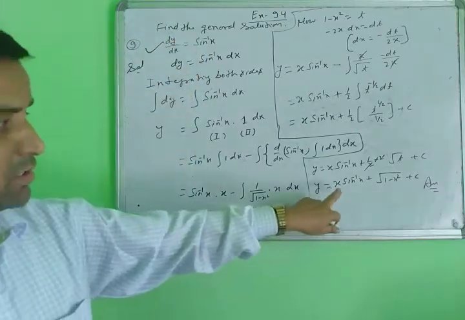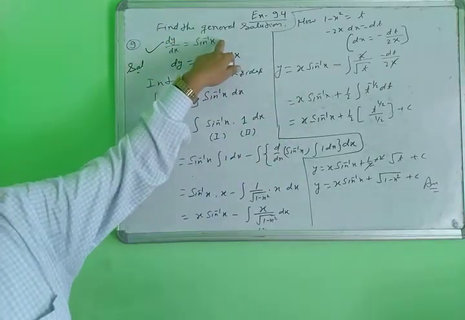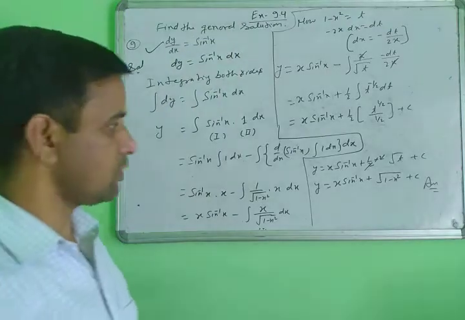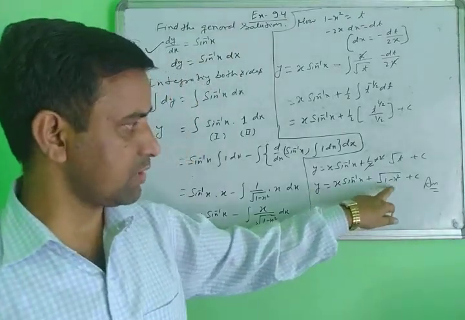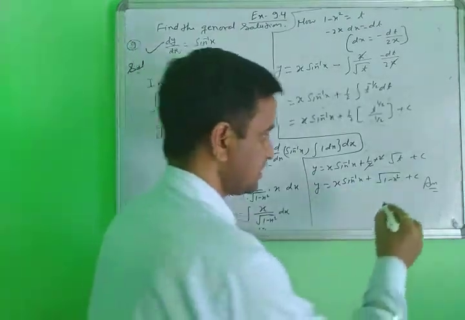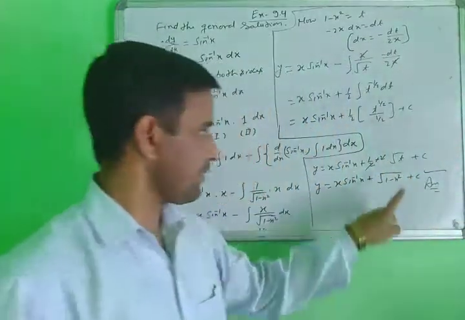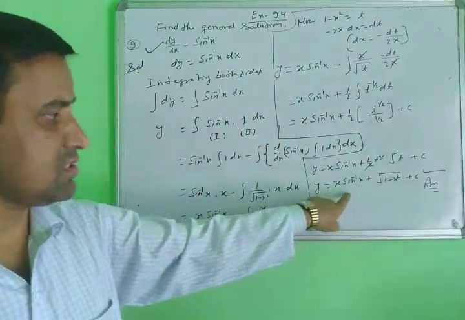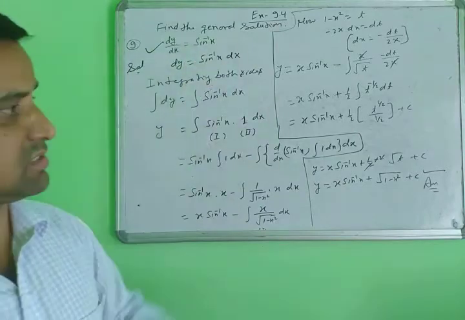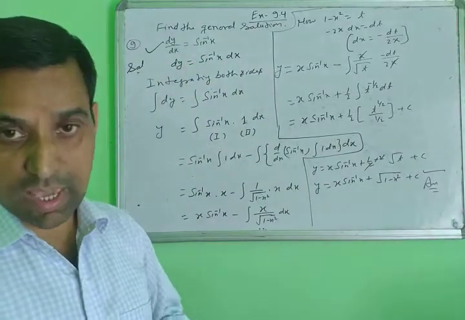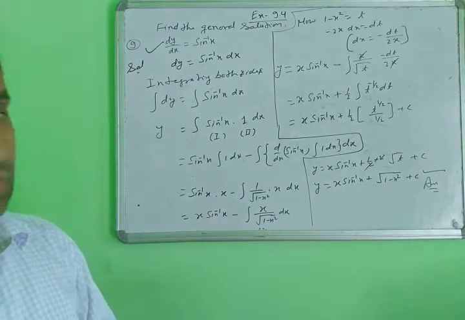So this is the general solution of the given differential equation: y equals x sin inverse x plus root 1 minus x square plus c. Here c is the arbitrary constant, so it means this is the general solution of the given differential equation. In this way you will solve every question. Yes, note it down, then next.